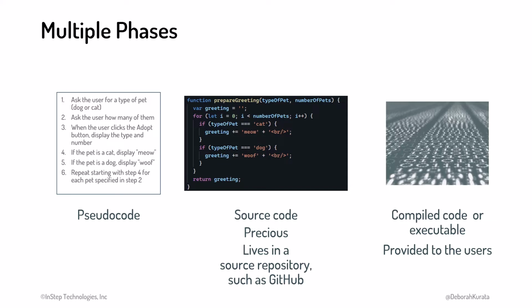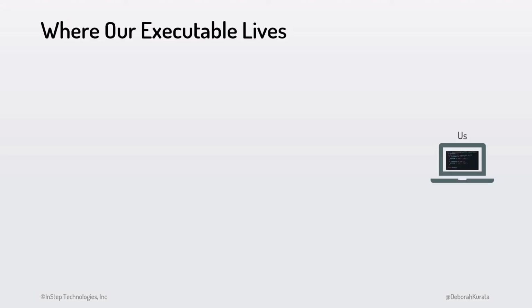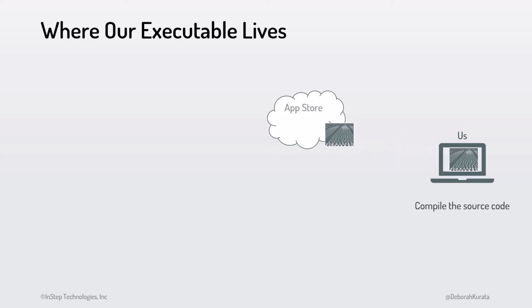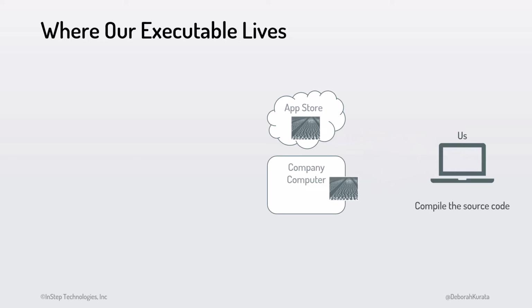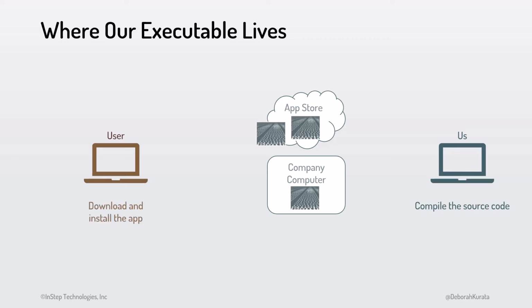But what about the executable? Where does that live? We are here, working on our Pet Cafe application. When our source code is working and we are ready to share it with some users, we compile it into an executable. We then copy that executable to an app store, or company computer, or some other shared location that users can access. When the user wants our app, they first download that executable and install it on a phone, tablet, or computer. They can then run the app to enjoy its features.